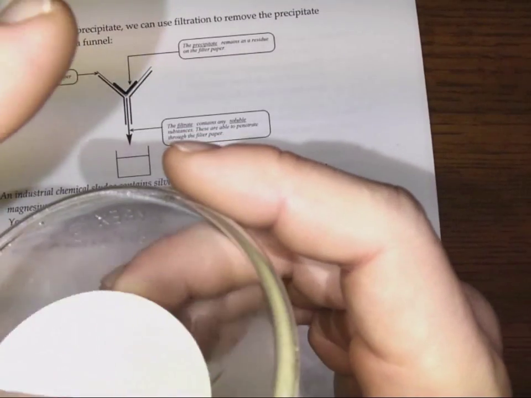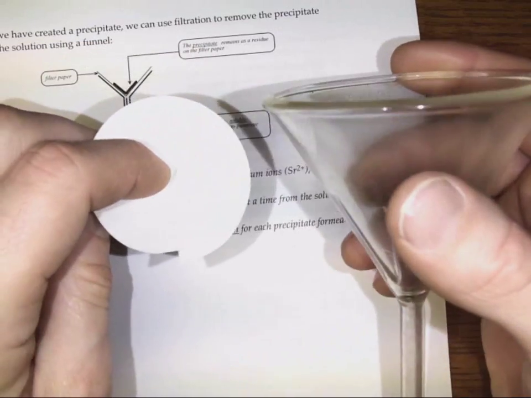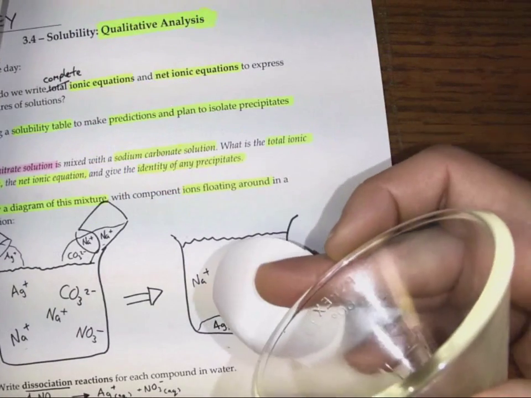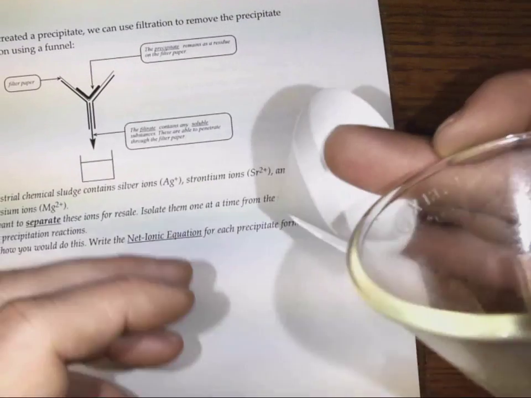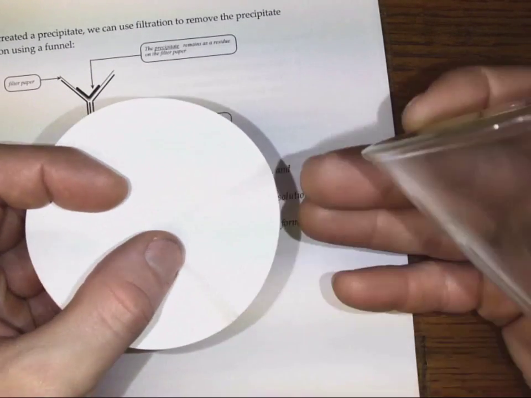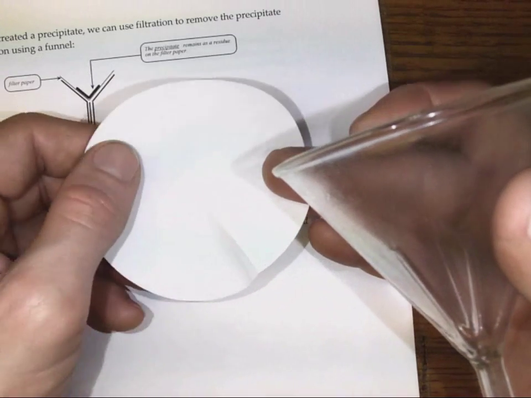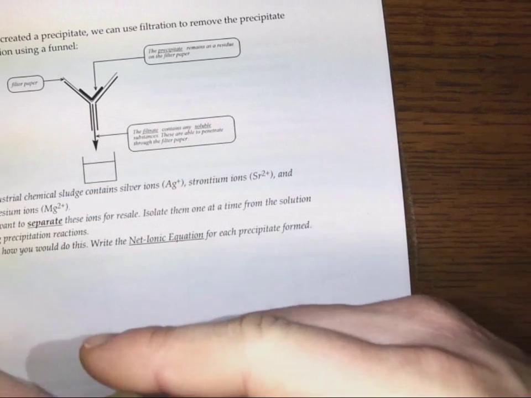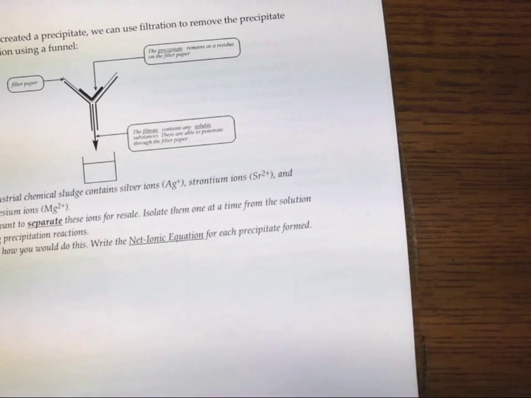And then you take out your filter, and if it was coffee, you would throw it away. But if it was your silver carbonate, you might want to take that silver carbonate, unfold your filter paper, let that stuff dry out, and then you've got a powdered silver carbonate. And maybe then you can do some isolation processes to get the silver out of it.